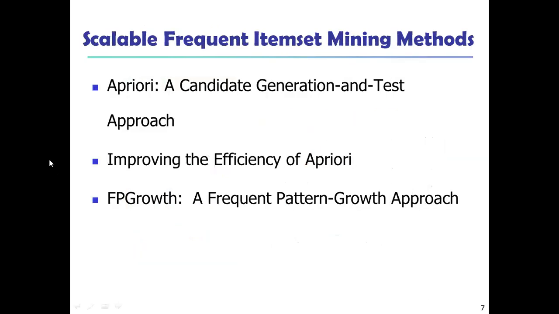So, scalable frequent atom set mining methods. Two methods fall under association rule mining. First is Apriori, which is a candidate generation and test approach. Second is the frequent pattern growth approach.